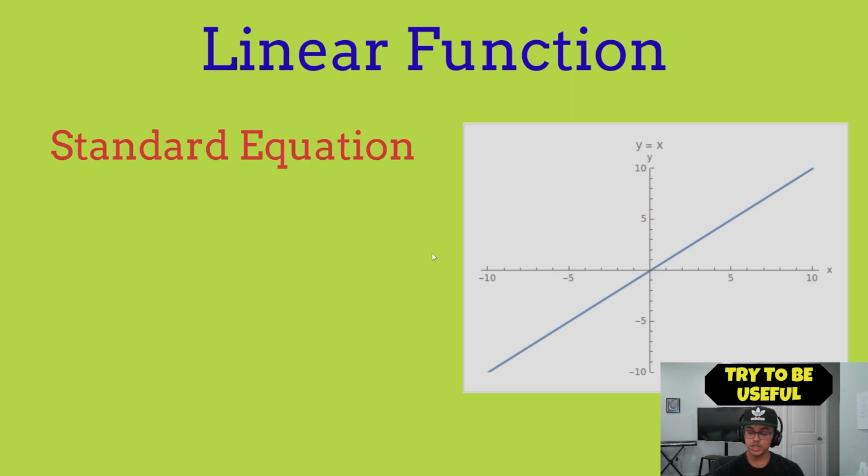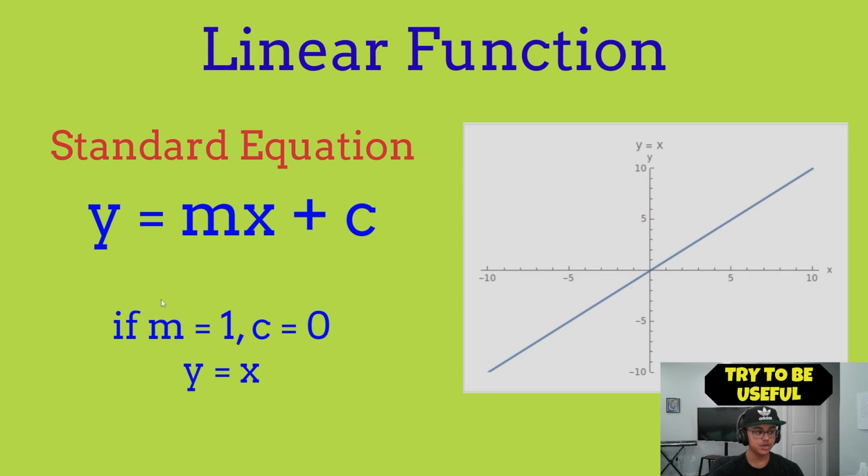And the standard equation for a linear function is y equals mx + c, where m is equal to the slope and c is equal to the intercept. And sometimes, if m is equal to 1 and c is equal to 0, then that means we'll just get y is equal to x, which is just this line here. As we can see, it's just y equals x, which is just a straight line that passes through 0, 0.